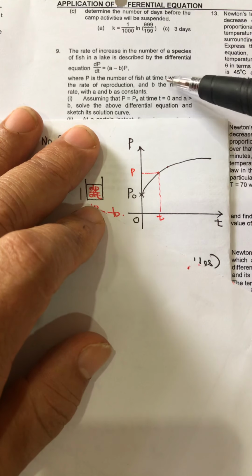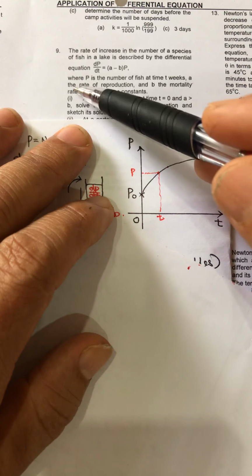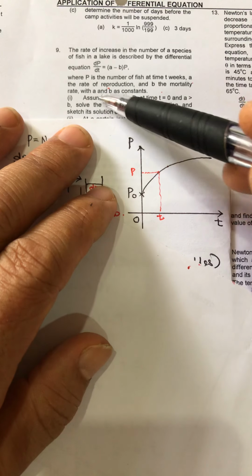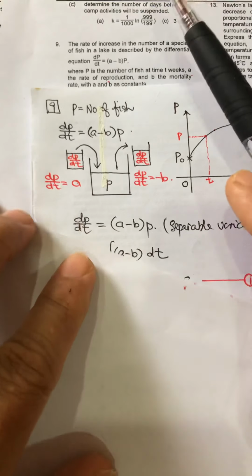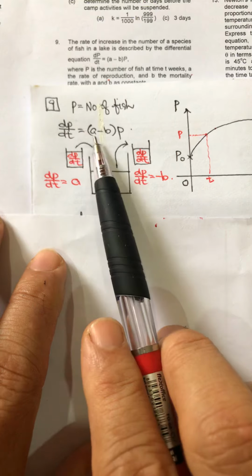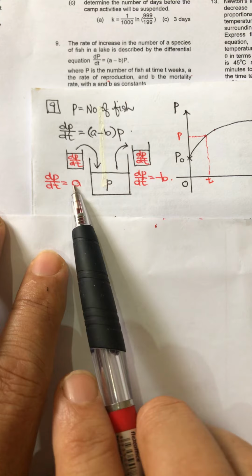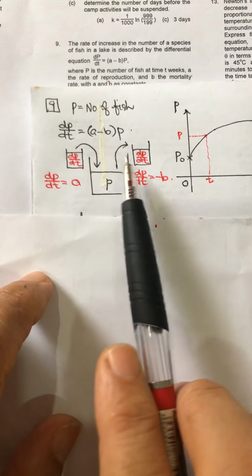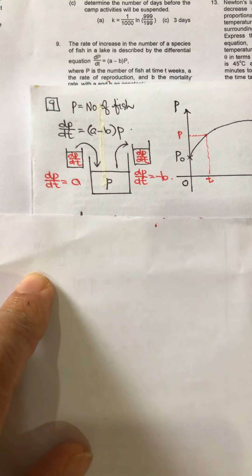Okay. Now at time T, the T is in weeks. Remember that. A is the rate of reproduction, and B is the mortality rate, where A and B are constants. So remember, the fish will reproduce. Okay, so you see, look at this diagram. You are given dP over dt is this, and then you see that the reproduction rate is A. So that is how fast in 1 week they can give birth. And then at the same time it will die also. It's negative B. It will die at negative B per week.